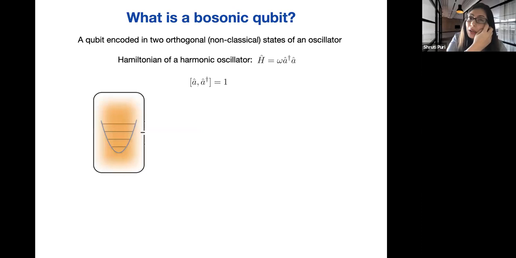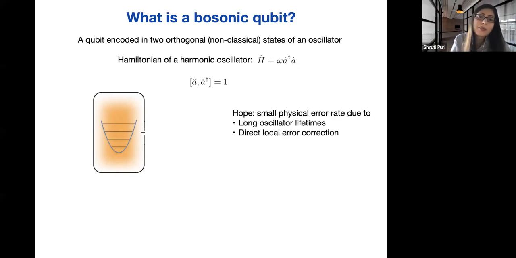So firstly, what is a bosonic qubit? A qubit encoded in two orthogonal states of an oscillator, or bosonic mode, forms a bosonic qubit. Typically, these bosonic qubits are made in harmonic oscillators. So a and a dagger are the annihilation and creation operators of your bosonic mode, and omega is the frequency.